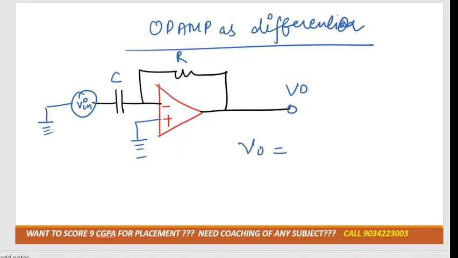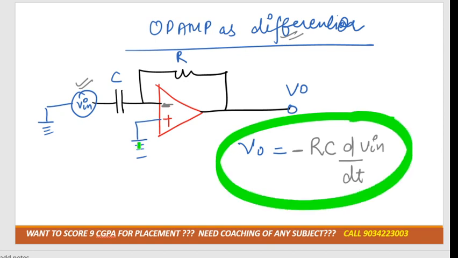The V naught value in this case, since it is connected to the negative terminal, is negative RC times the differentiation of the input voltage, dV in by dt. So this is the final expression for the op amp as a differentiator. Got it?